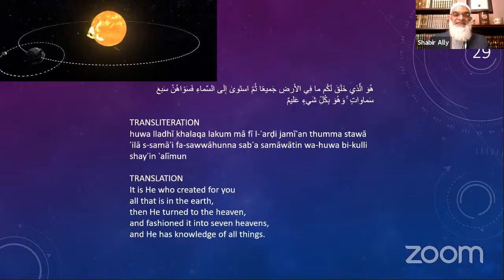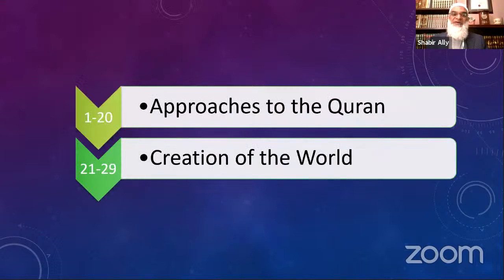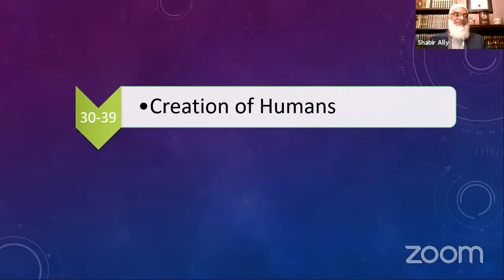So I'm going to end that discourse of the tafsir of this ayah, of these ayat at this point, but let me move forward just to give you perspective. So we said that what we covered up until last week were the first 20 verses, and these describe the approaches to the Quran. And then verses number 21 to 29, which we have done tonight, these are about the creation of the world. And where do we go next? The next chunk of verses that we're going to deal with, inshallah, next week, verses number 30 to 39, these are about the creation of humans. So Allah created the world, and He created humans to be in the world.